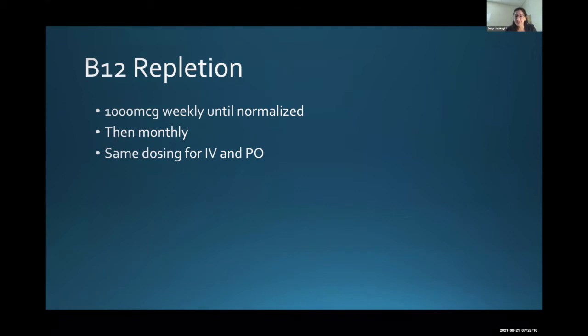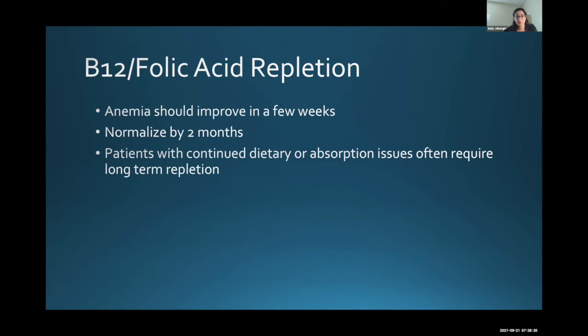And so this is a weekly versus the other one being a daily dosing. And then once they're normalized, we change to monthly. And the dosing is the same regardless of the route of administration. Typically, anemia should improve within a few weeks and normalize within a few months when we're doing either B12 or folate repletion. And we may need long-term repletion in those patients who have ongoing losses or ongoing absorptive issues.